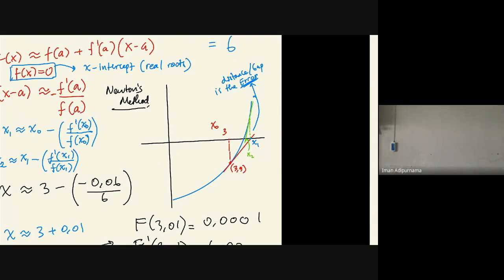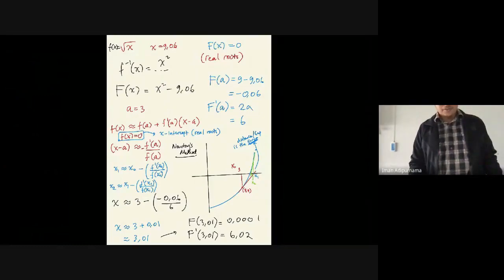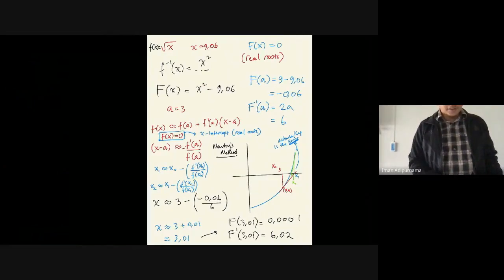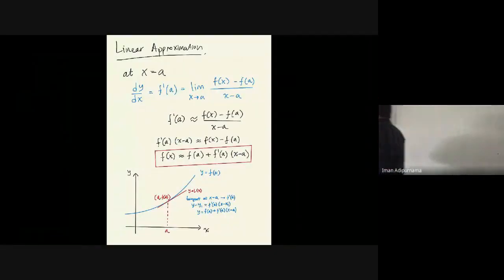Okay, let me go back to the real roots and the linear approximations. Let me go back to here. Any questions on linear approximations? Any question from here? Any questions? Okay.